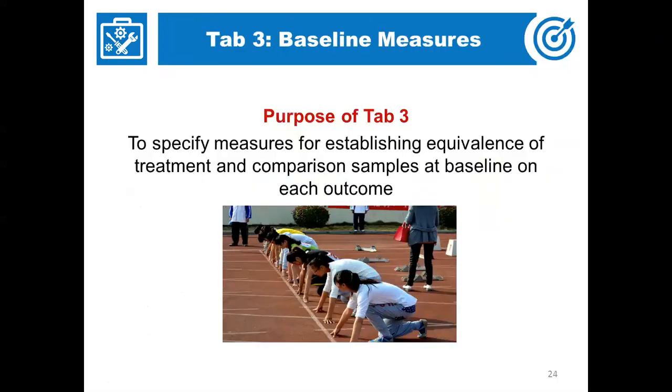The third tab is where you specify the measures you're going to use to establish the equivalence of the treatment and comparison samples at baseline. Note, even though this tab is called baseline measures, we are really considering it the place where you list and describe only the measures that are required to establish baseline equivalence, not all of your potential covariates that you might use that are not really part of that equivalence evidence.